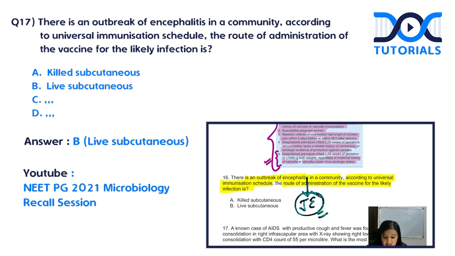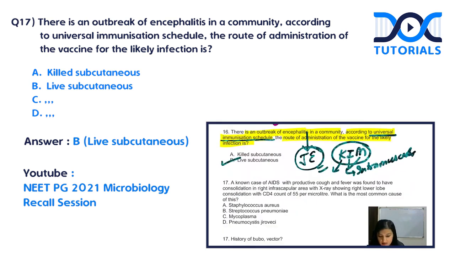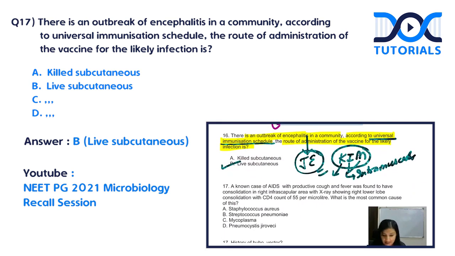Okay. We give live subcutaneous under the universal immunization schedule. Killed subcutaneous नहीं होती. Killed, remember KIM. ठीक है, KIM से याद कर लो. K for killed, I am for intramuscular. ठीक है, तो live subcutaneous है आंसर इसका. बाकी तो option could not be recalled. I did not get. If you get, please inbox me.